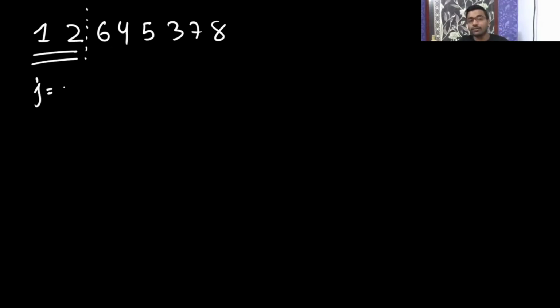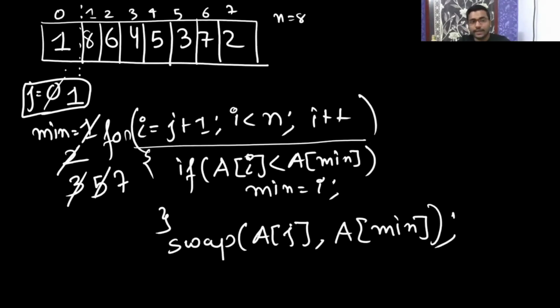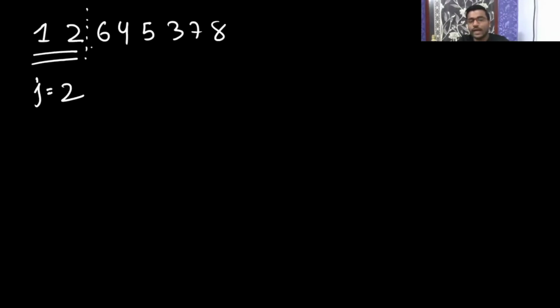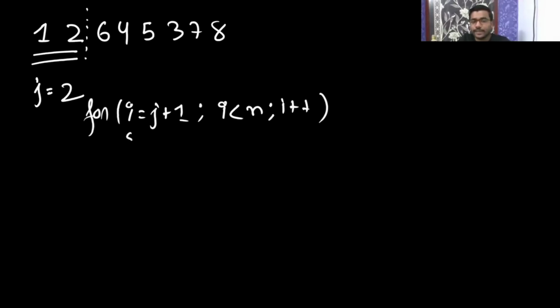Now j will increment to 2. See, here j was 0, then 1, then it will be 2, and similarly it will go. Now i will be j plus 1, and i will be smaller than n, then i plus plus. So the for loop will run here. Is it clear to all of you? Hope it is clear now.